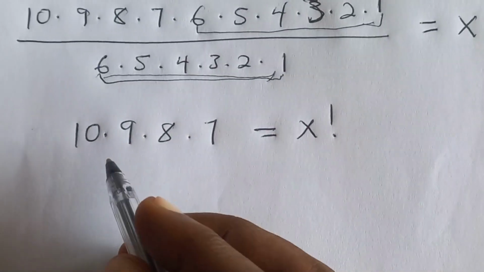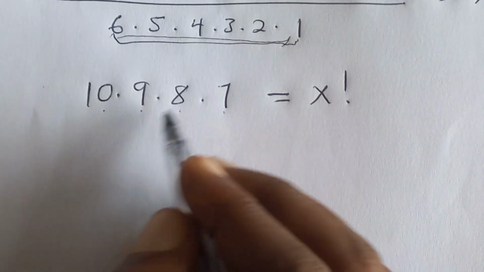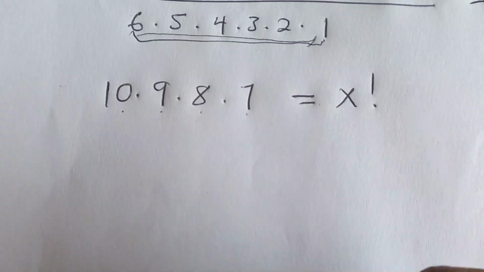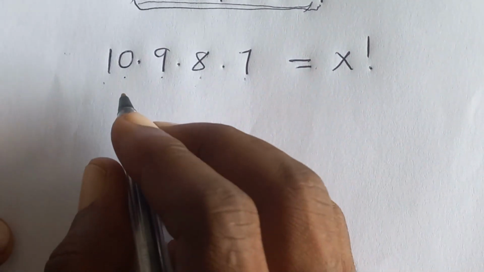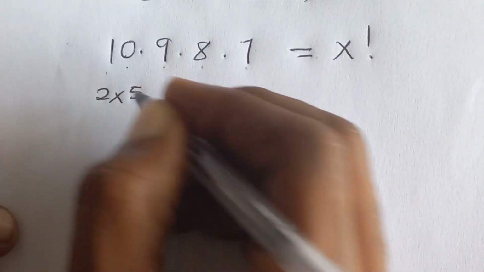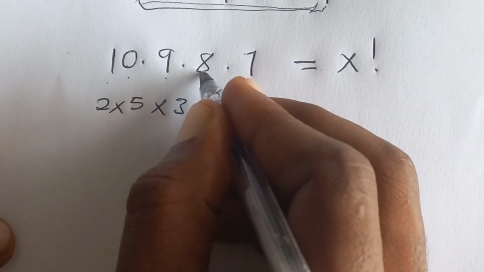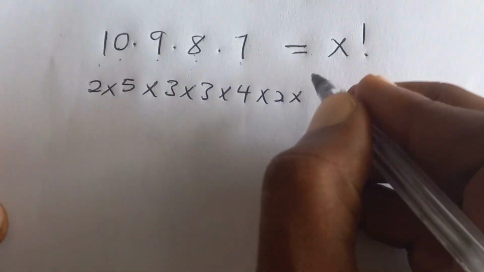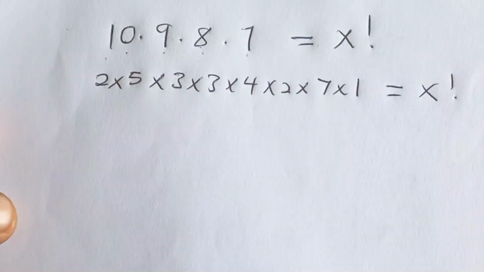Now, if you multiply this 10 times 9 times 8 times 7, you are going to get another huge number, which can be the factorial for x. So let's use this method here. This 10, you can say that it's 2 multiplied by 5. Okay, and this 9, you can say that 3 times 3. Then 8, you can say that 4 times 2, then this one 7 times 1. Okay, and it's equal to x factorial.